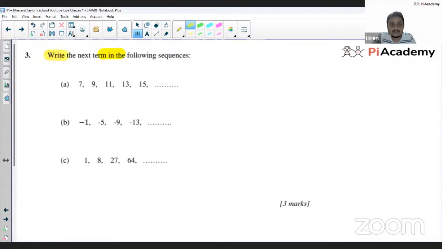Write the next term in the following sequence. Basically, these are the numbers: 7, 9, 11, 13, and 15. So what should be next? In the same manner, you need to solve for B, and the same for C. These are the 3 sequences given to you, and write your answer into the chat.